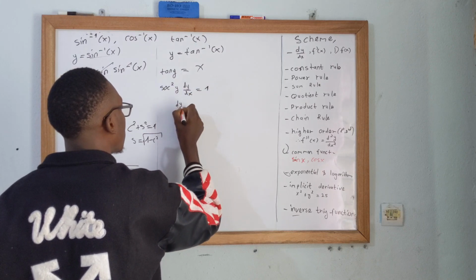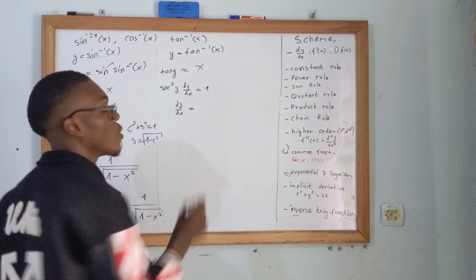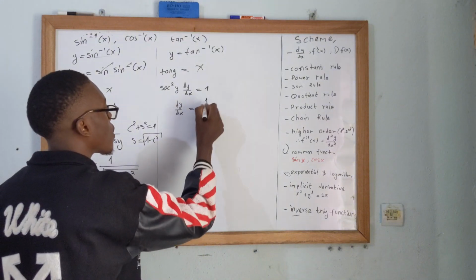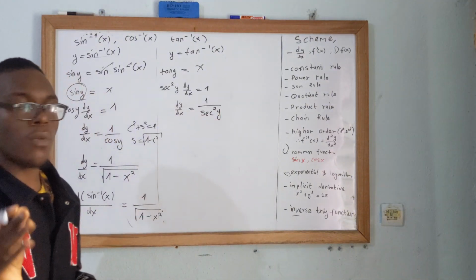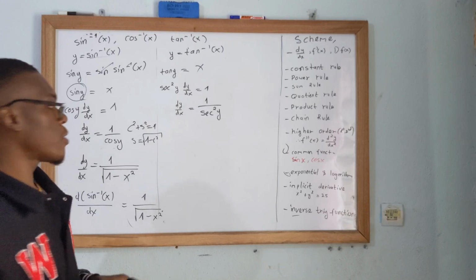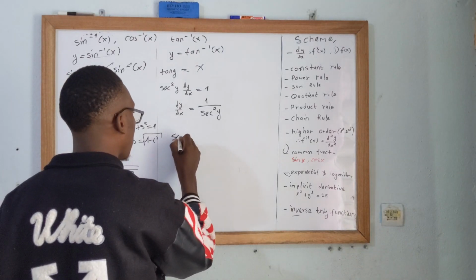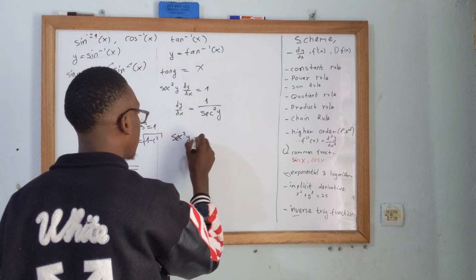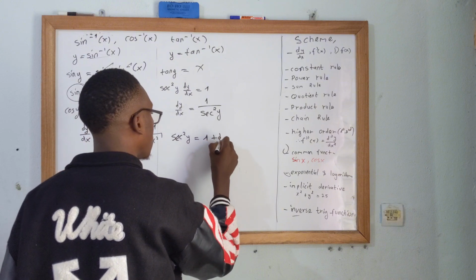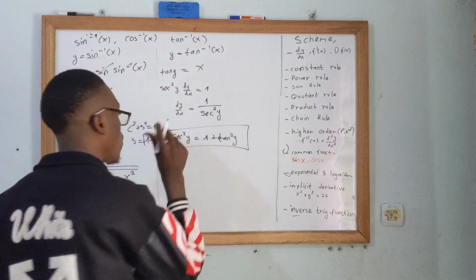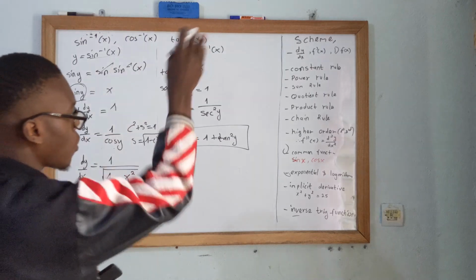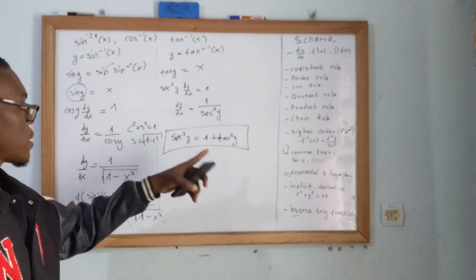Therefore, dy all over dx is equals to what? 1 all over sec squared y. That is typically what we have. And from basic trigonometry, we have what? Sec squared y is equals to what? 1 plus tan squared y. That is the principle. Hope you know about trigonometry. We'll check the video that will drop up here to know about the trigonometry.